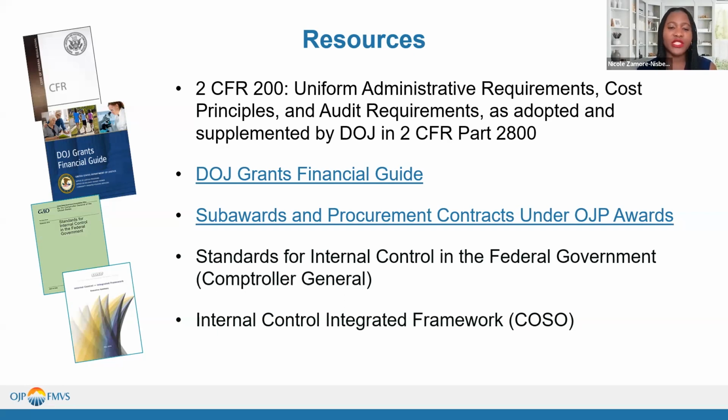You also have the DOJ Grants Financial Guide. There's a lot of information in there in terms of subrecipients. There's also information in terms of internal controls, policies and procedures. So those are all things that tie in together that can assist you. You also have subawards and procurement contracts under OJP awards that you can access. You have the standards for internal controls in the federal government and the internal controls integrated framework that we highlighted when we reviewed internal controls. Next slide.